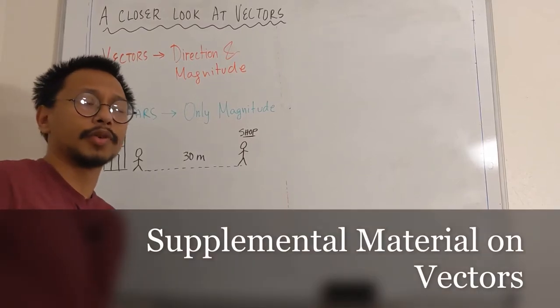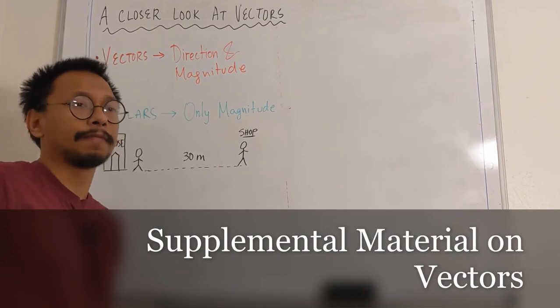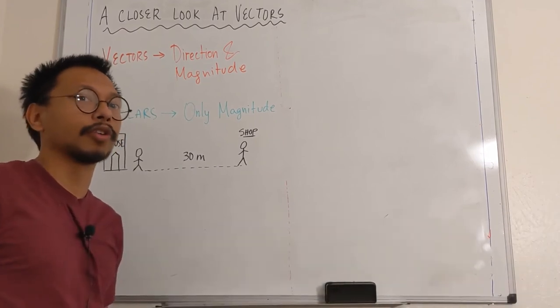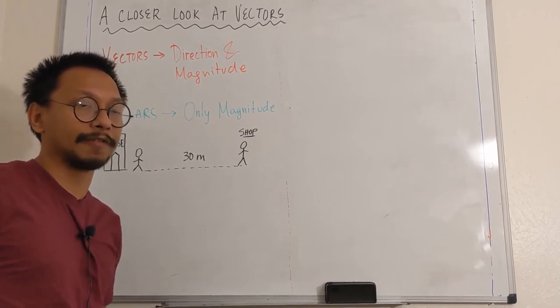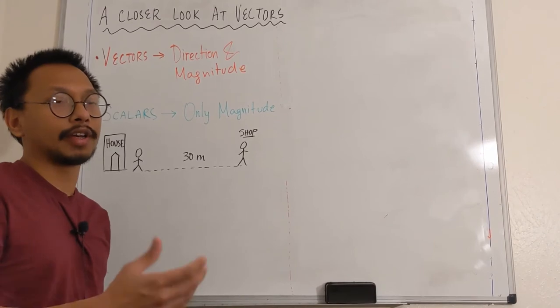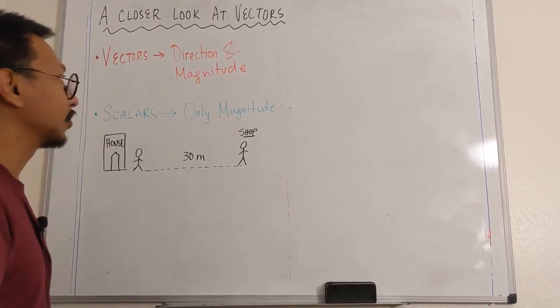Hi, so this video is not really a lecture, it's a supplemental material for vectors and scalars, a deeper look into vectors, so that when you first meet vectors, sometimes it can be difficult to grasp the difference between a vector and a normal scalar. Okay, so let's hope this video makes sense.